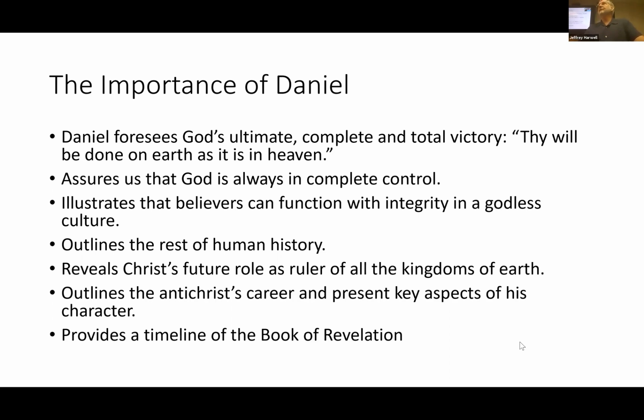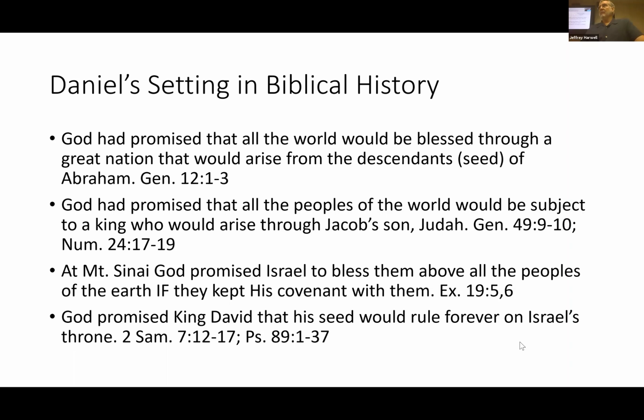So within biblical history, Daniel occurs at a pivotal point where there is a state change in God's relationship to the nation of Israel. If you go back to Genesis, when Abraham was still Abram, living in the land of Ur, God appeared to him and promised that he would make of Abraham a great nation, and that all the peoples of the world would be blessed through his descendants. That promise goes all the way back to Genesis chapter 12.